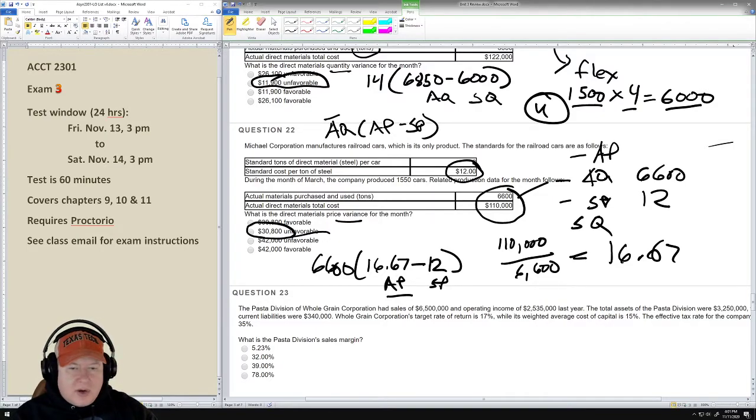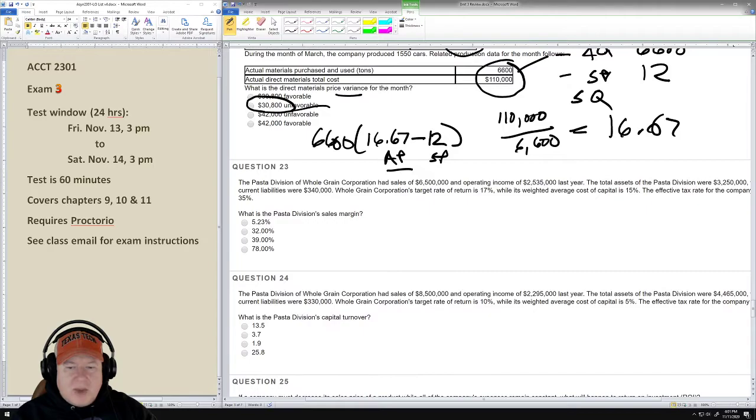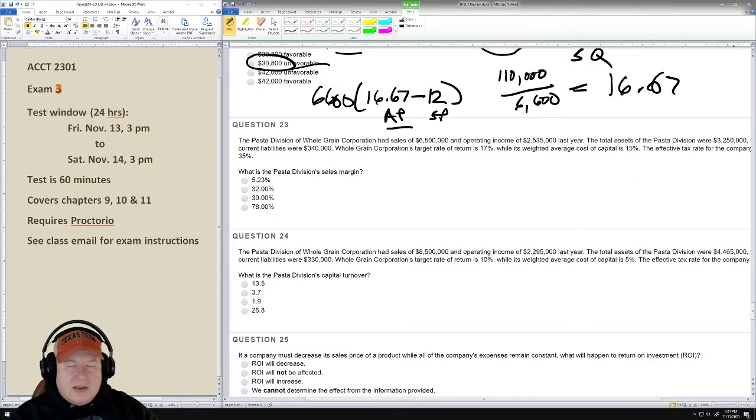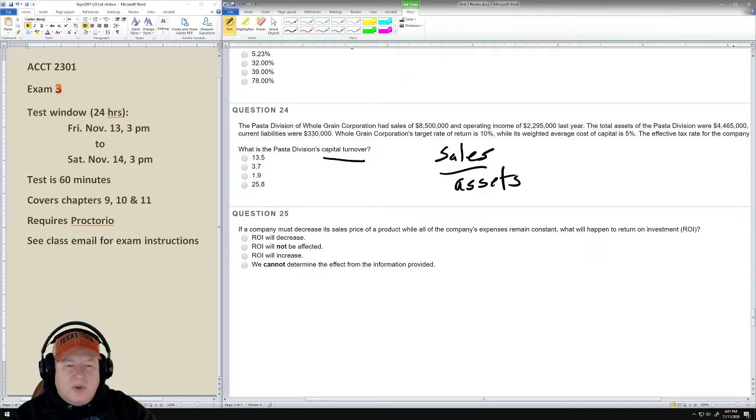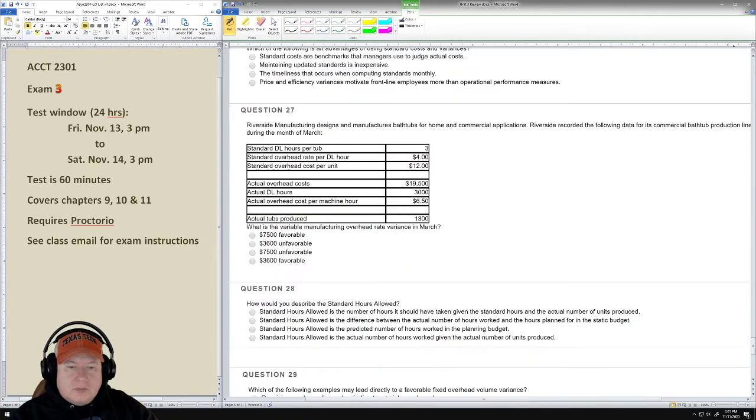Okay, and as I mentioned before, make sure you know the sales margin and the ROI, and the third one you need to know is capital turnover. The capital turnover was sales over assets. So one is operating income over assets, one is sales over assets, and the other one is operating income over sales. So it's just the same numbers done in three different ways. Okay, I think we have 1 or 2 more, and then we'll call it.